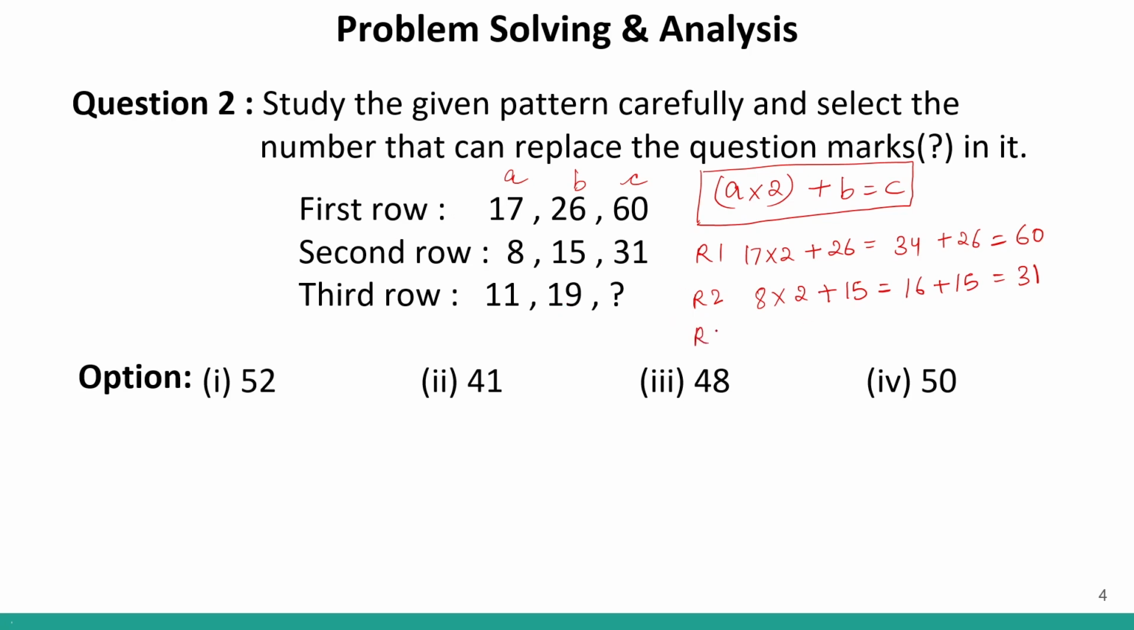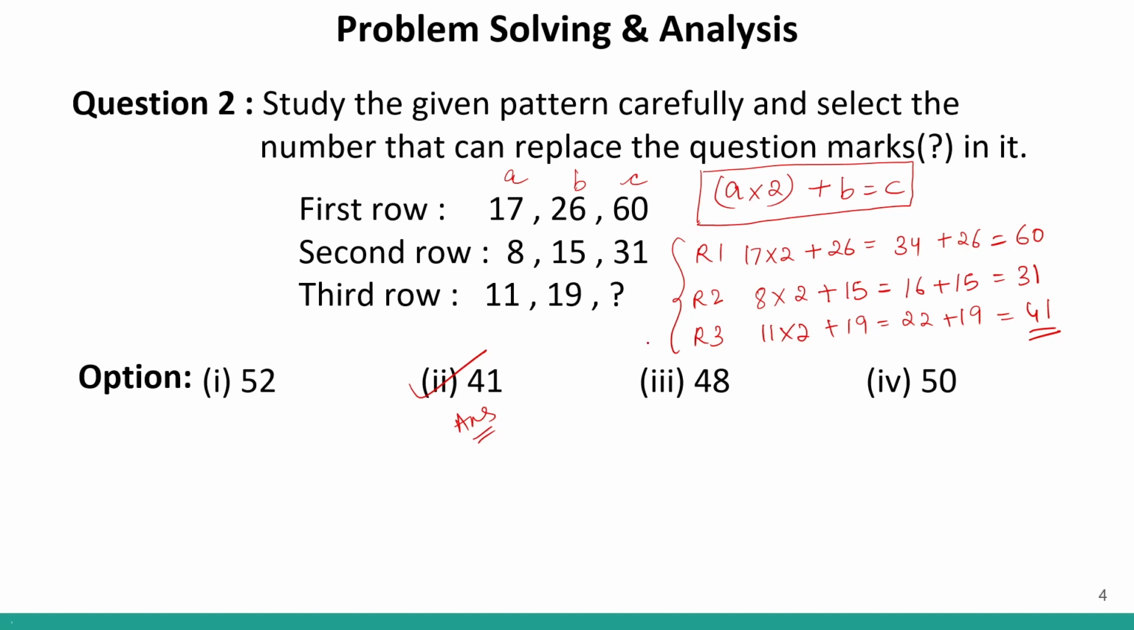Row 3, I can clearly see 11 into 2 plus 19. So this will be 22 and this will be 19. And when we add 22 and 19, we get 41. So 41 will be my correct answer, which is option number 2. Option number 2 is your correct answer. This is the solution. Okay?